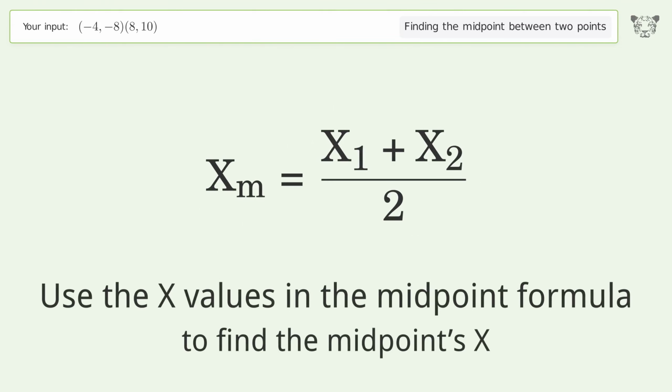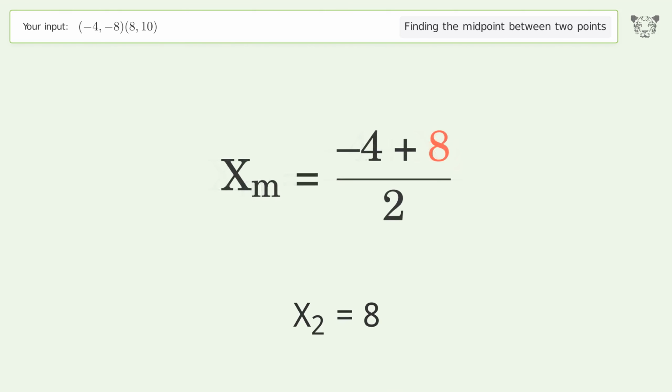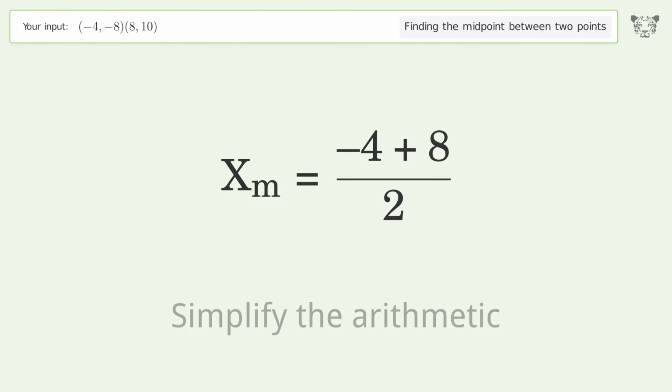Use the x values in the midpoint formula to find the midpoint's x. x1 equals -4. x2 equals 8. Simplify the arithmetic.